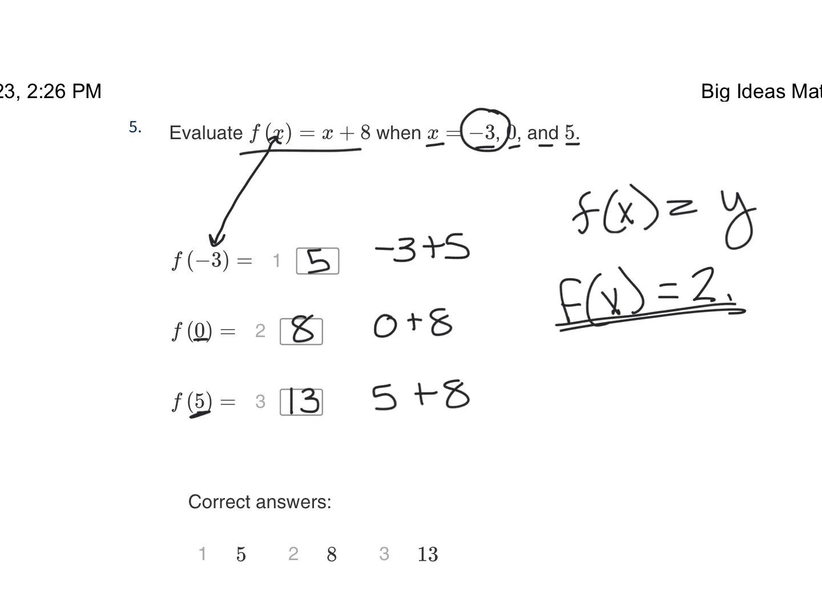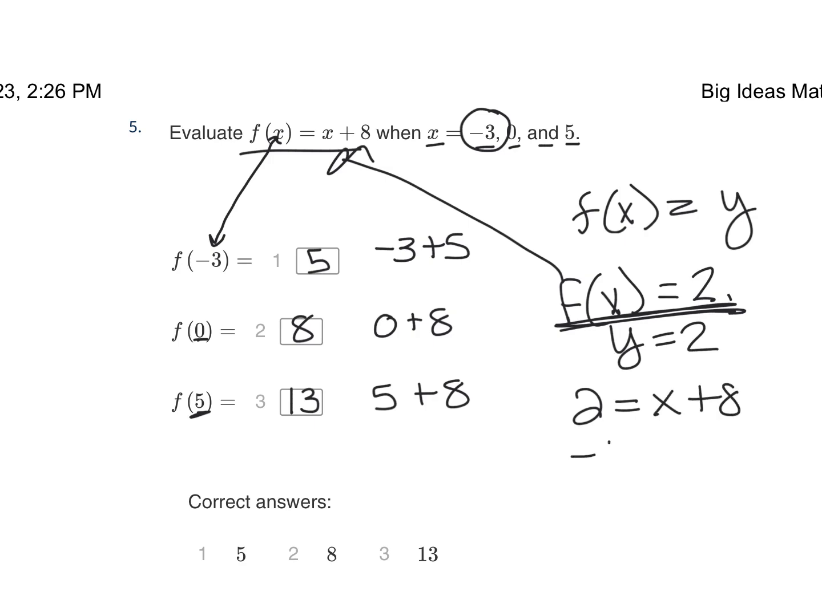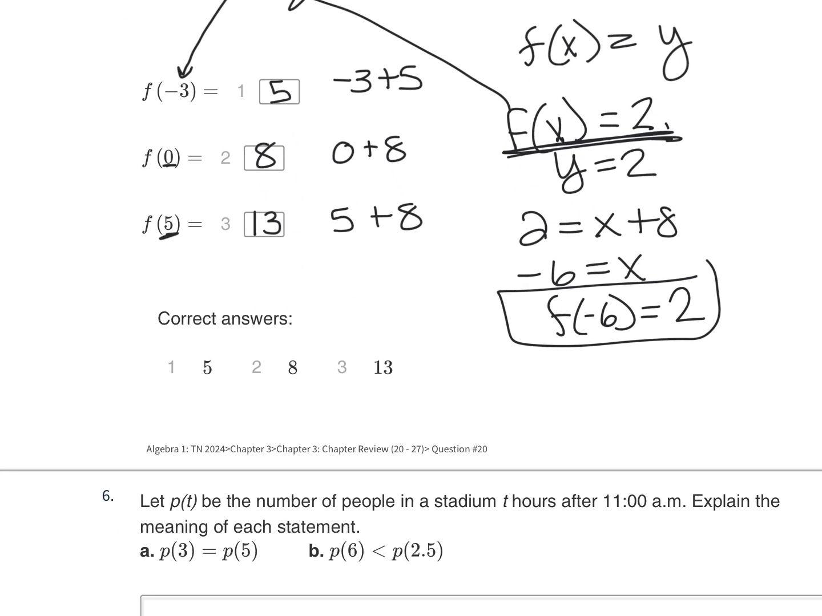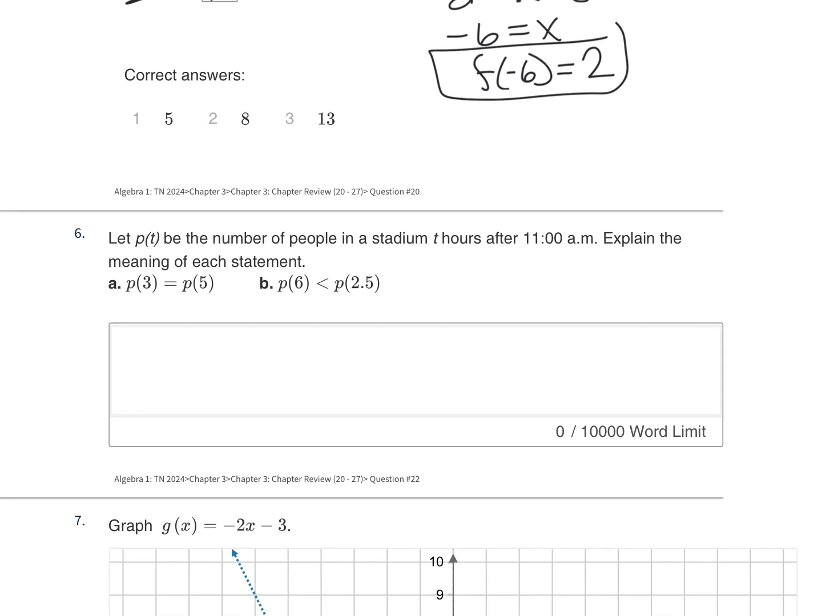All right, so remember, if I give you that, I'm telling you it's the same thing as saying y is 2. So if I had that function there, it would be 2 equals x plus 8. So -6 equals x. So when x is -6, y is 2. Okay, so just kind of a refresher on function notation. All right, let's look at the next one.